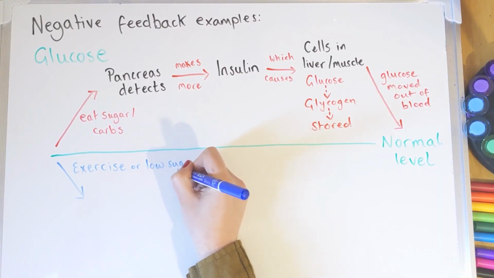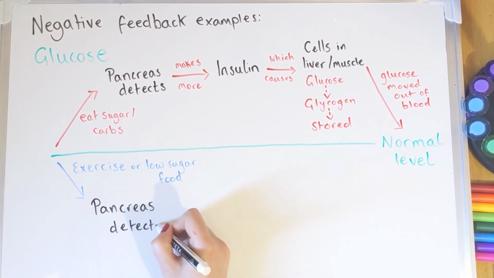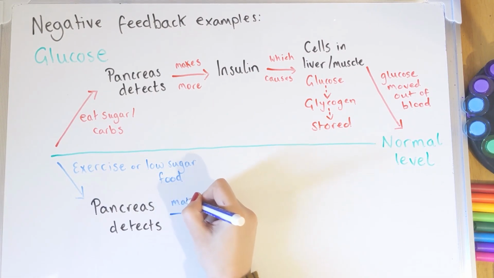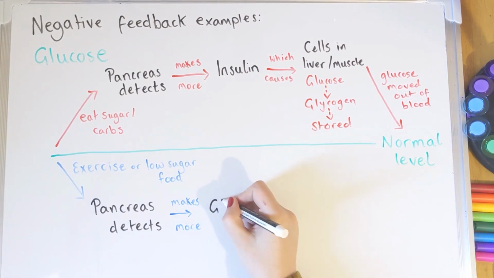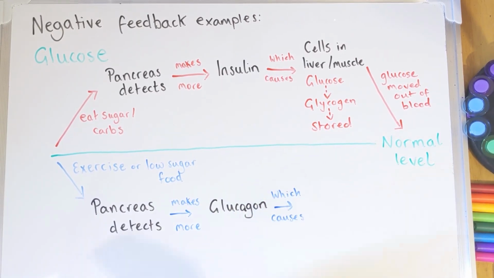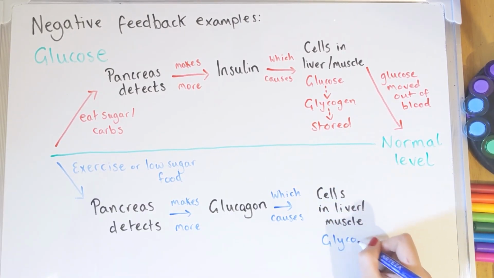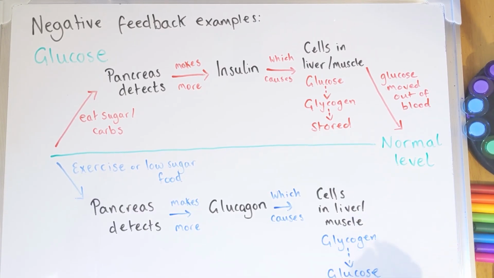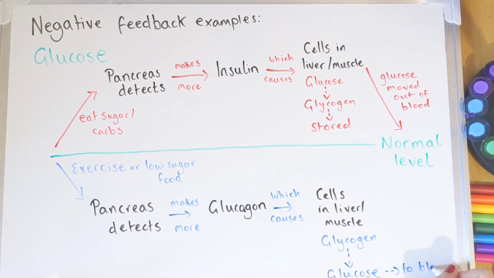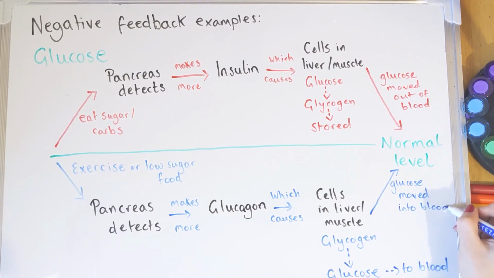This time, due to exercising, so using that glucose in respiration, or having a diet that's low in sugar or low in carbs, you will cause your pancreas to detect that blood sugar level being low. This means it will make more glucagon, and this causes the cells inside the liver and muscles to then start turning that glycogen store back into glucose, and then that is moved into the blood. So when it's moved into the blood, it's going to bring that level back up to the normal level. And again, these levels are moving up and down, shifting constantly, either side of our normal during day-to-day activities, but it's homeostasis that keeps it in a safe range.